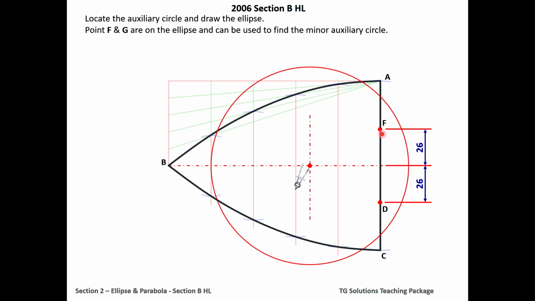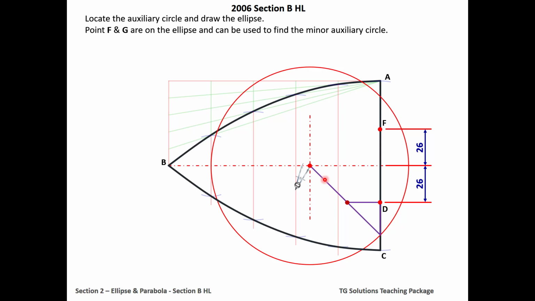Now what we're going to have to do is locate the minor axis from these 2 points. So what we've got to do, and it's kind of reverse engineering, is draw a line down vertically, and then connect it up to the center point. So draw it vertically until it hits that major auxiliary circle and connect it to the center point. And when we've done that, we're going to connect it from D all the way across till it hits this divided line.